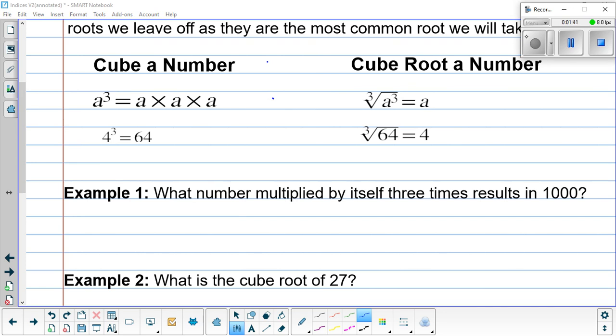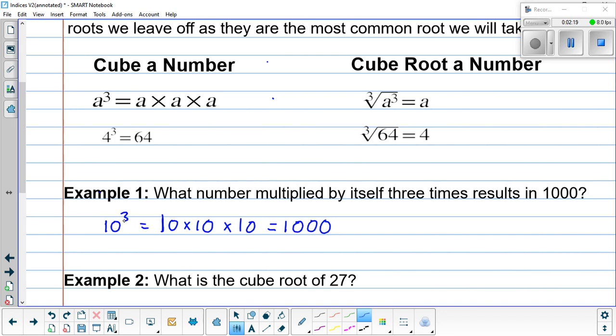So here we're going to think about example 1. What number multiplied by itself three times is going to result in 1,000? Well, we've done that many times before. We just haven't thought of it as being a perfect cube, because we know 10 times 10 times 10 is 1,000. We could take it further: if they said 4 times, we'd say 10,000, or 5 times, 100,000. So we've been doing this before. We just didn't know about this step of 10 to the power 3, or 10 cubed.